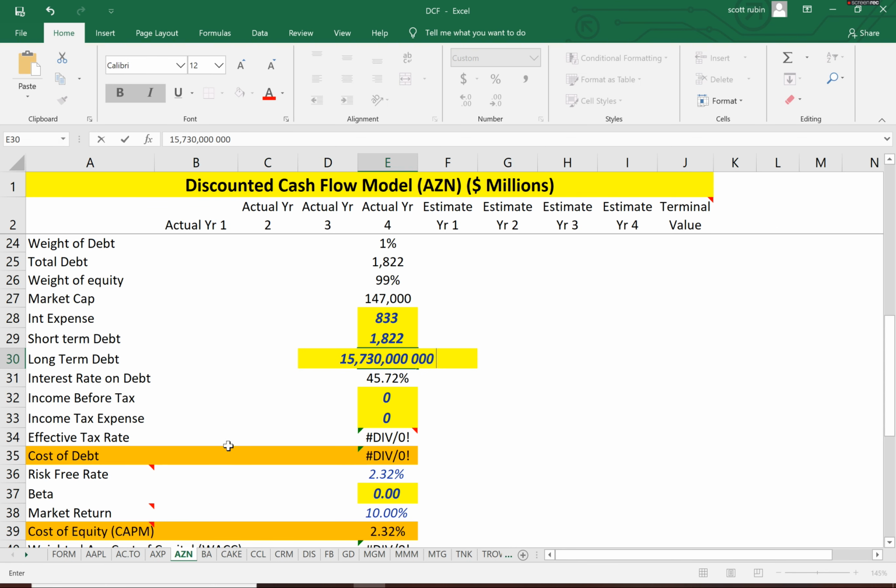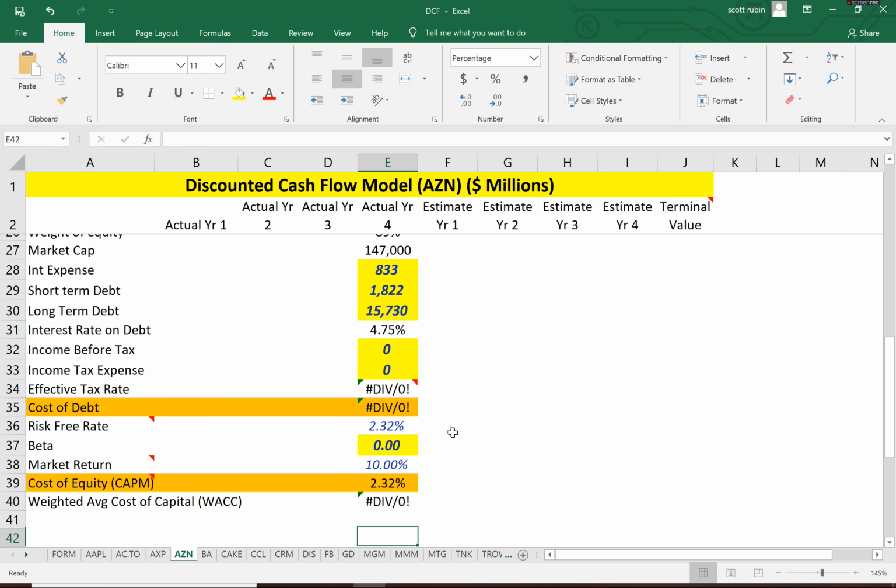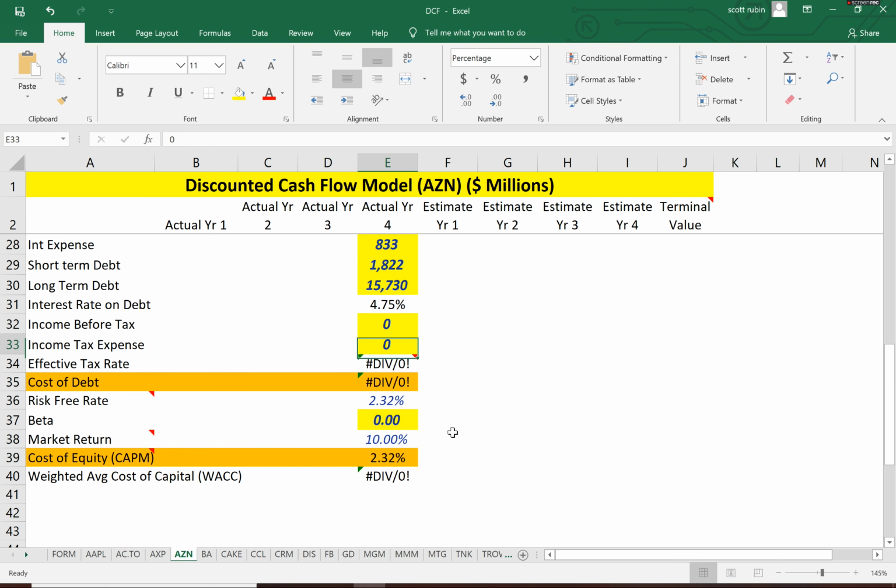Always make sure you're pulling the right numbers. If you do this too fast, you might make a mistake. So they pay roughly 4.75% interest on their debt, which looks about right. Now, that's not actually the cost of their debt. The cost of the debt is 4.75% times 1 minus the effective tax rate, because they do get a tax write-off on the interest paid.